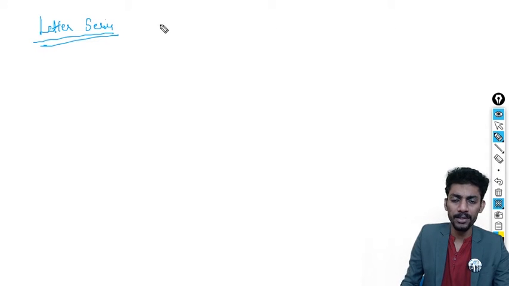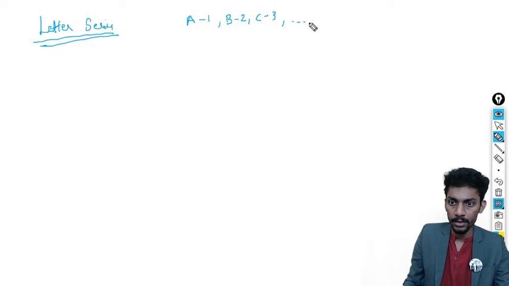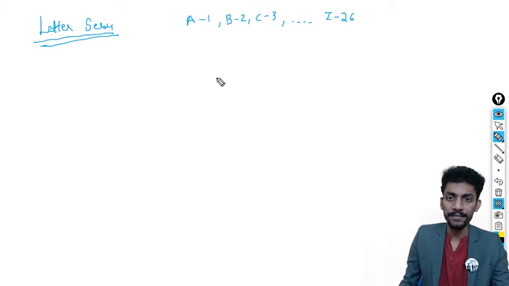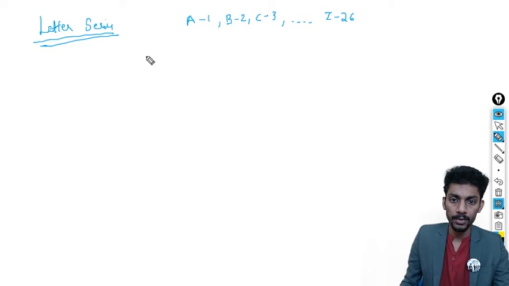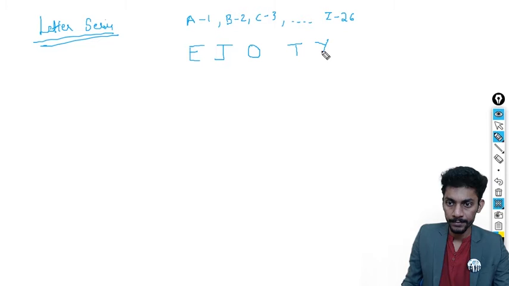In letter series, we need to know a very simple thing: A is the first letter of the alphabet, B is the second letter, C is the third letter, and so on. Z is the 26th letter. But every time we can't write this, correct? So what is the simple method to remember? I'll write you one word. The word is E Jo Ti.